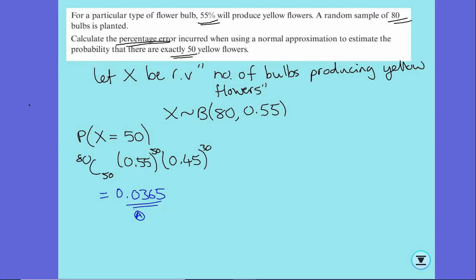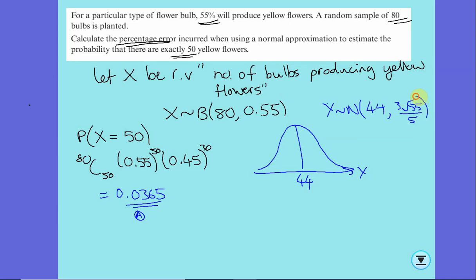So store as A. Right, so if we're going to do a normal distribution, this time we're going to call this y. But before we can do that, we have to set the parameters out. So y is distributed normally. So we have to do n times p, 80 times 0.55. And that's 44. So now we know we have a mean of 44. Times that by 0.45, because that's the q, and square root it. So we get 3 root 55 over 5. That's squared, remember. That's the bit I often forget. Squared.